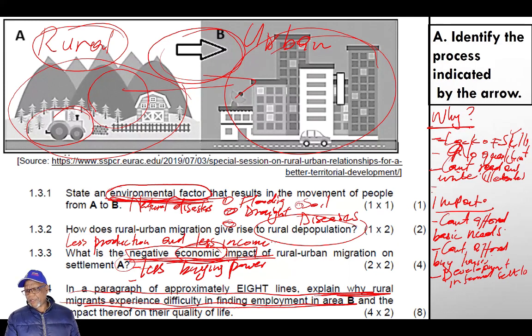Now, another reason why they cannot find jobs is maybe they don't have money to go and search for a job. Now, how is this going to impact on the quality of their lives? They might resort to social ills. Stealing, getting arrested. So that is how it's going to impact on the quality of their lives.